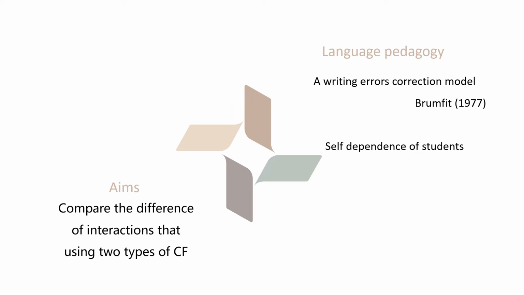Therefore, based on these theories, the main aim of the study is to compare the differences of interactions using two types of feedback, graduated feedback and explicit feedback.